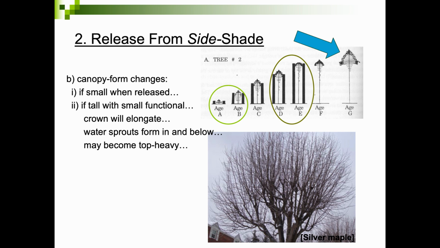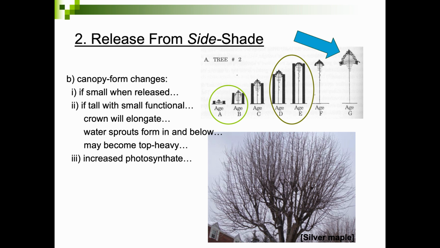Now, if the individual is older and taller when it is released from shade, its crown will elongate, and you'll get water sprouts forming in the canopy and below the canopy. A lot of times, individuals that are released later in their life become top heavy. So it's these individuals that are susceptible to a lot of dieback because they're not structurally sound. So we learn about the allocation of different photosynthates.